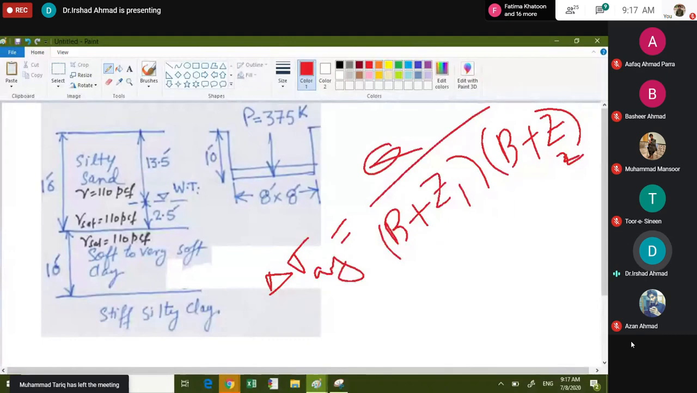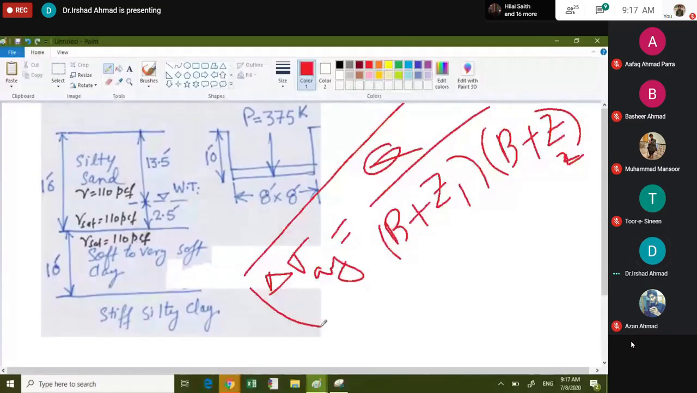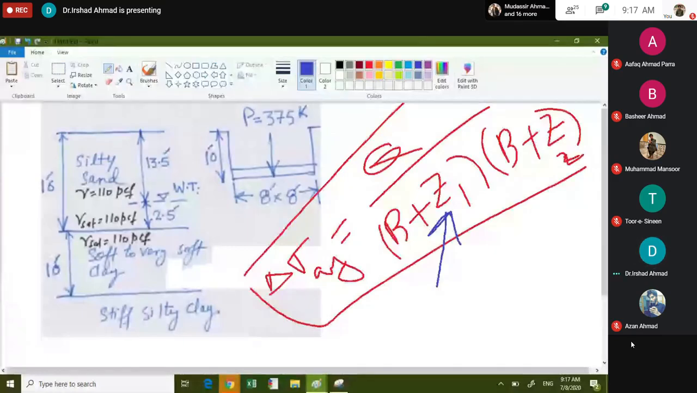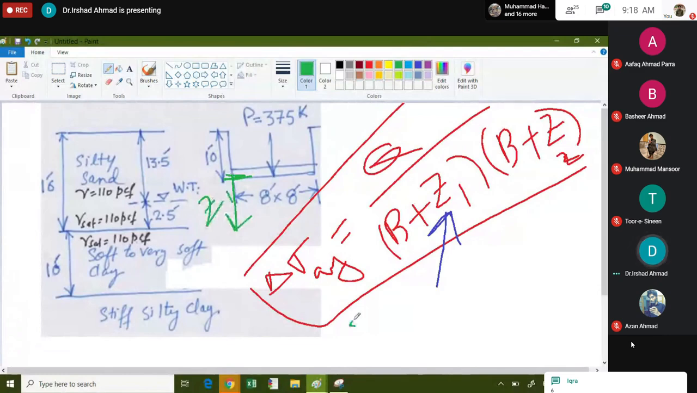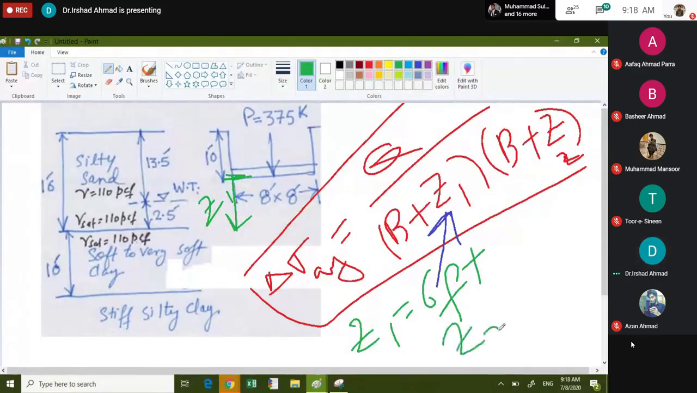Remember this equation is only applicable to a square footing, right? So you put this equation. What is the value of z1? 6. This is z1 equal to 6 foot. What is the value of z2? This is from here to the bottom, 15.